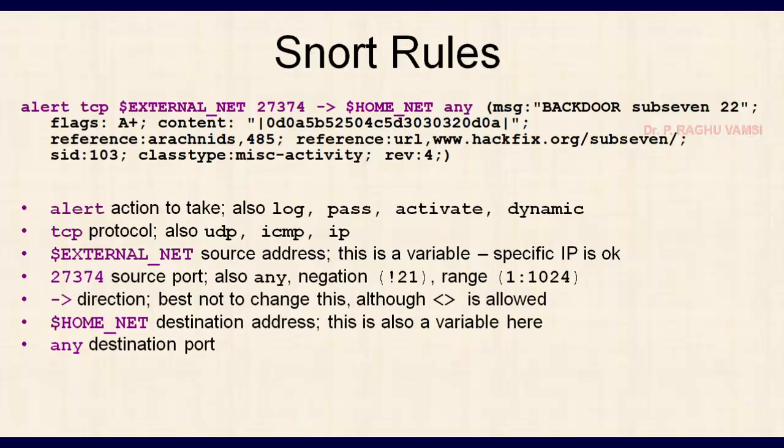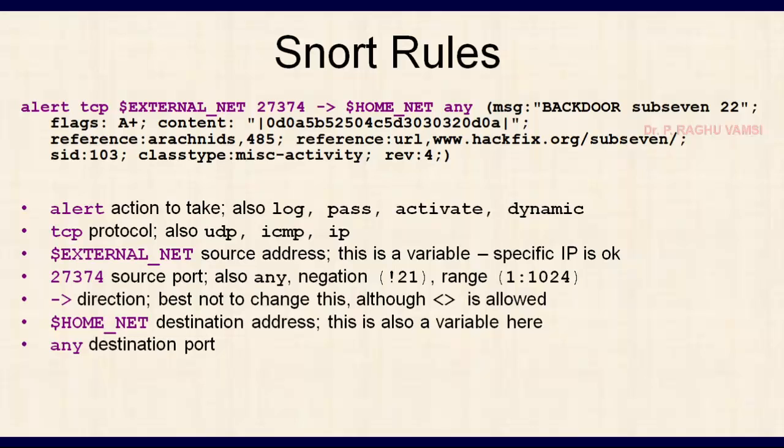For the TCP protocol, you can also use the UDP protocol, ICMP, or IP. External net means external network. You can mention the source addresses. You can also mention a wide range of IP addresses, a wide range of network addresses, for the external network. Like that, you can also mention the port number, whatever port number from which you are expecting the request into the internal network.